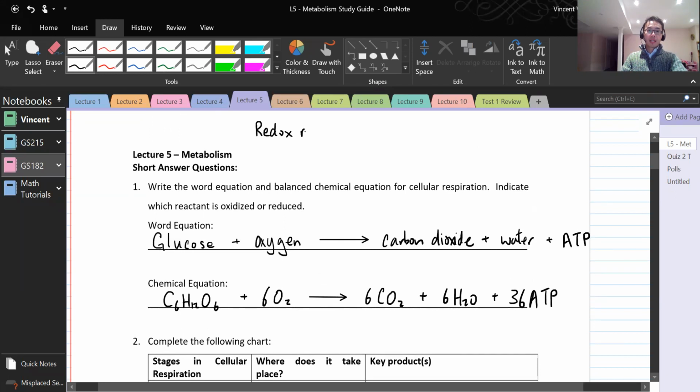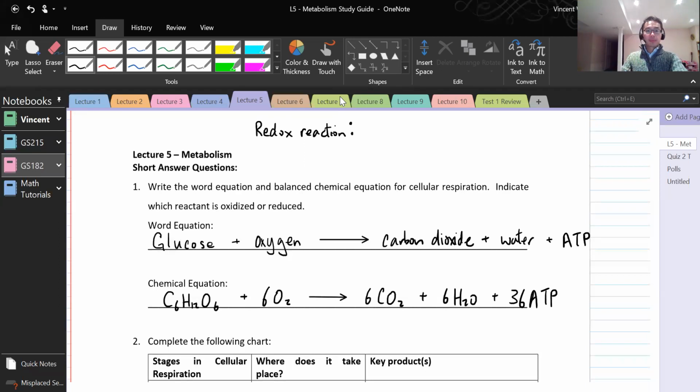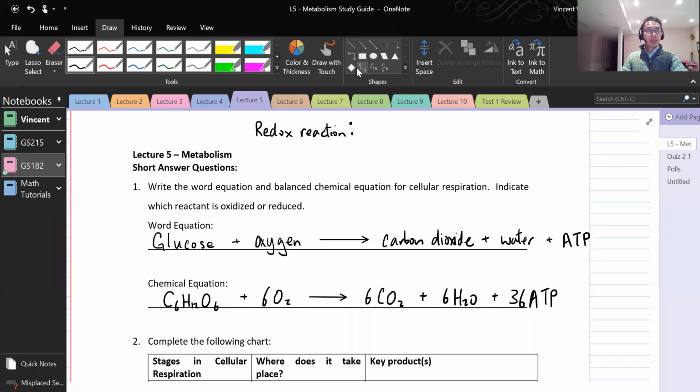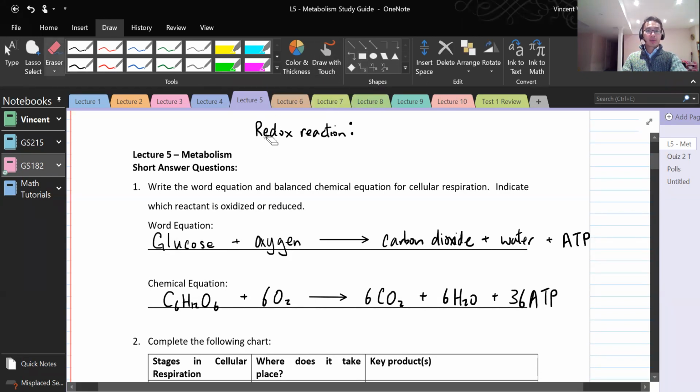Redox reaction. Can someone tell me what it means by a redox reaction? Anyone want to tell me what redox reaction means? It's oxidation and reduction, right? Yeah, that's what this stands for. But more importantly, a redox reaction is a reaction that involves the transfer of electrons. Transfer of electrons.